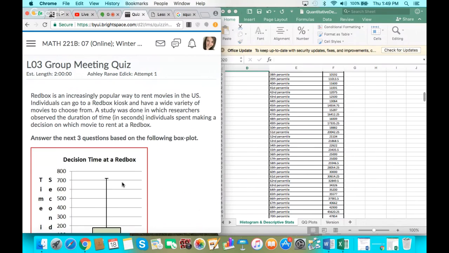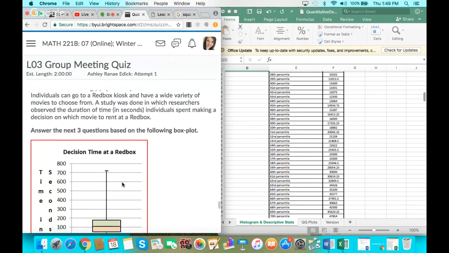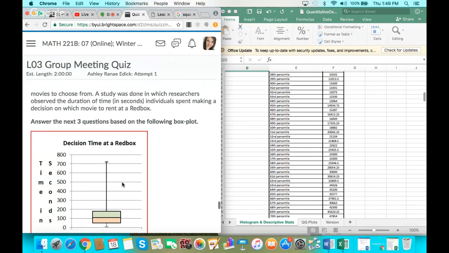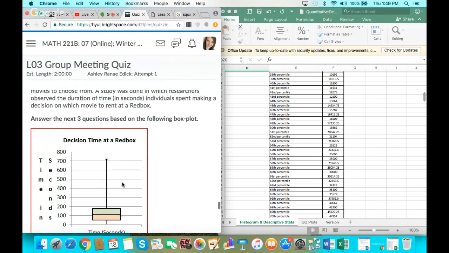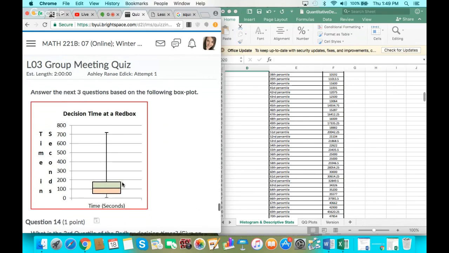Okay, Redbox is an increasingly popular way to rent movies in the US. Individuals can go to a Redbox kiosk and have a wide variety of movies to choose from. A study was done in which researchers observed the duration of time in seconds individuals spent making a decision on which movie to rent at a Redbox. Answer the next 3 questions based on the following box plot.